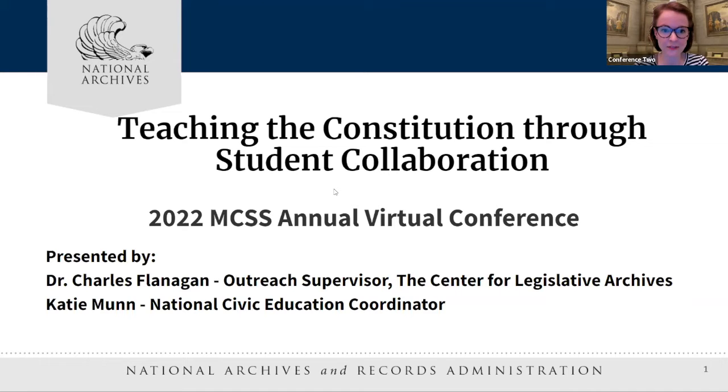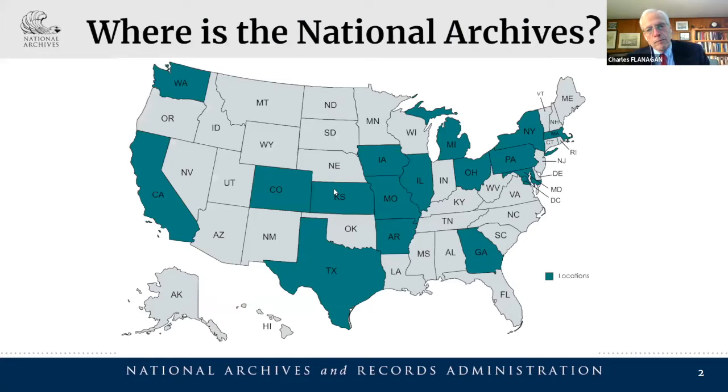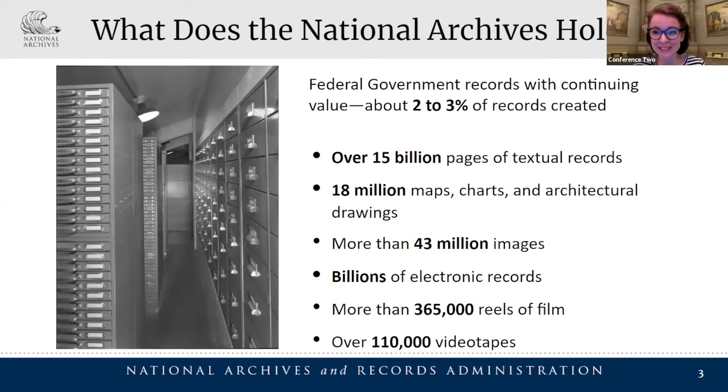So Charlie and I are connecting with you both from the Washington, D.C. area, but the National Archives is truly a national organization. We have over 40 locations across the country, including the Gerald R. Ford Presidential Library and Museum in Michigan. Across these locations, we have over 16 billion records because the National Archives preserves and protects the historically valuable records of the United States government and makes them available to the public.